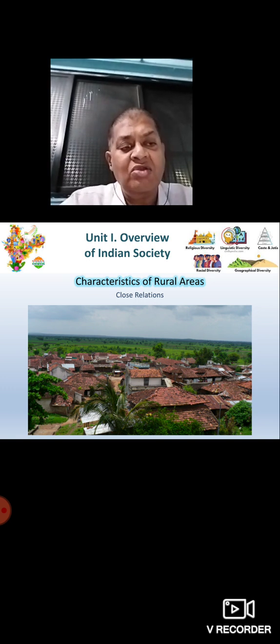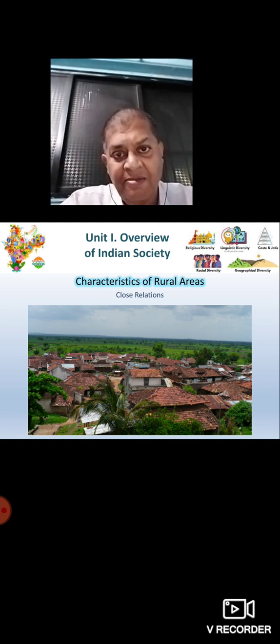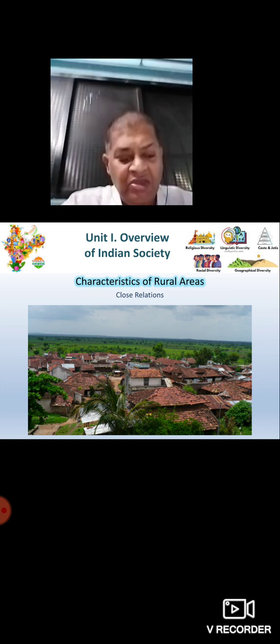Now, one primary and perhaps a good factor of the rural areas is very close relations. As we can see, all these houses are huddled together, and therefore everyone in the village knows one another. So their problems are collective, and they deal with them collectively as well.